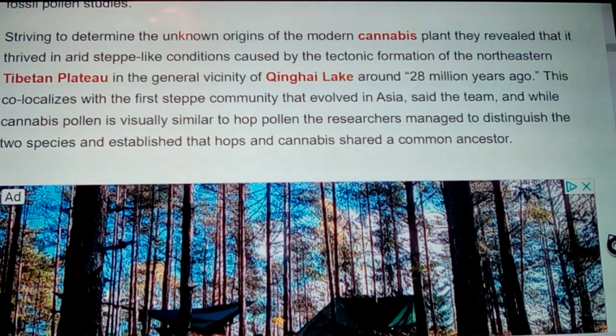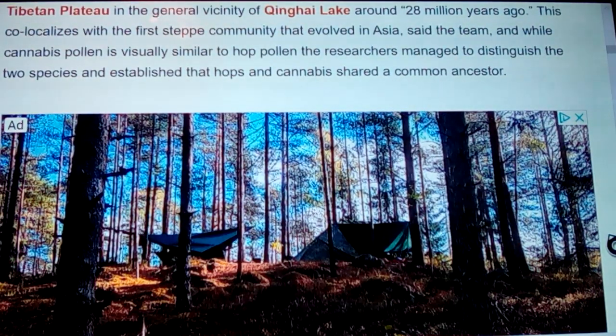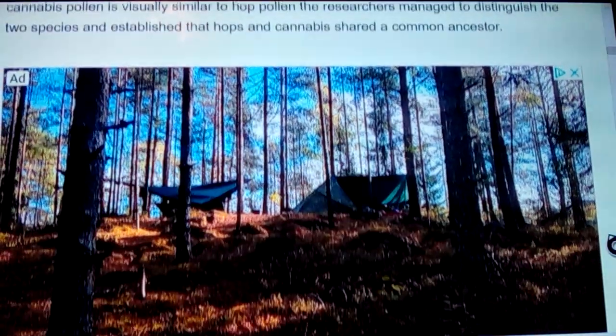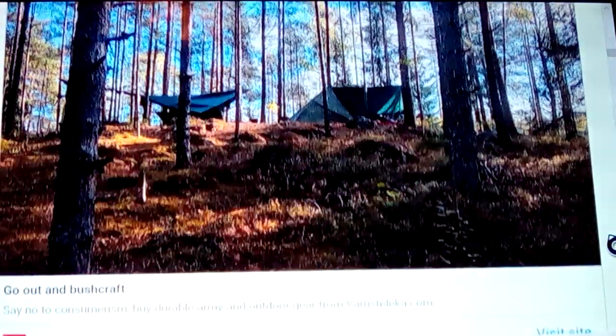While cannabis pollen is visually similar to hop pollen, like for beers, the researchers managed to distinguish the two species and establish that the hops and cannabis had actually shared a common ancestor in old times. And so, I guess it goes together, skunky beer and skunky weed.